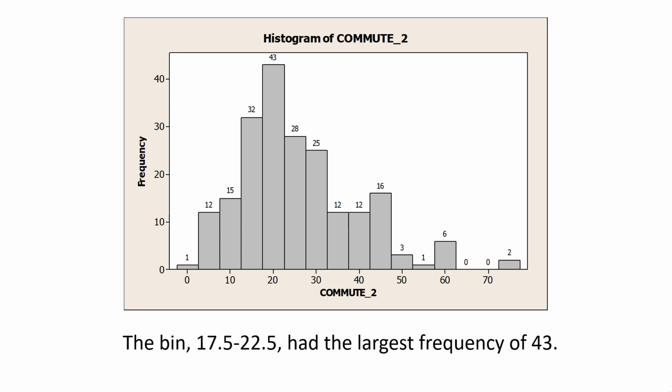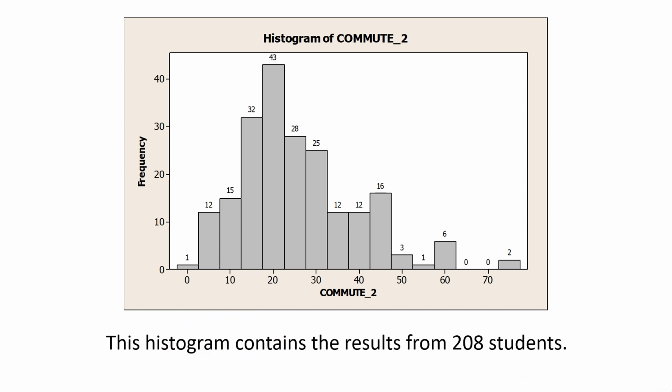The bin 17.5 to 22.5 has the largest frequency of 43. Okay, this bin is labeled 20. It does have 43 students, and if we subtract 2.5 from 20 and add 2.5 to 20, we do get this bin. This is a true statement. This histogram contains the results of 208 students. If you add up the frequencies for all the bins, it adds to 208. This is a true statement.